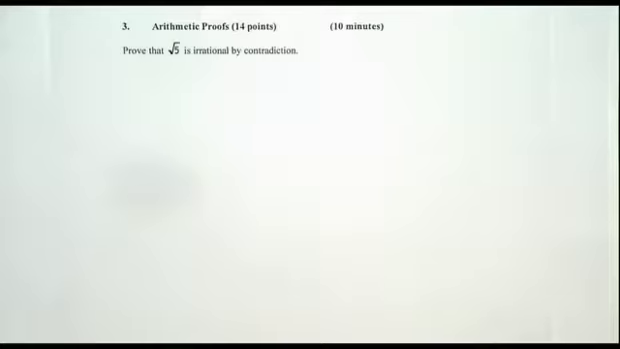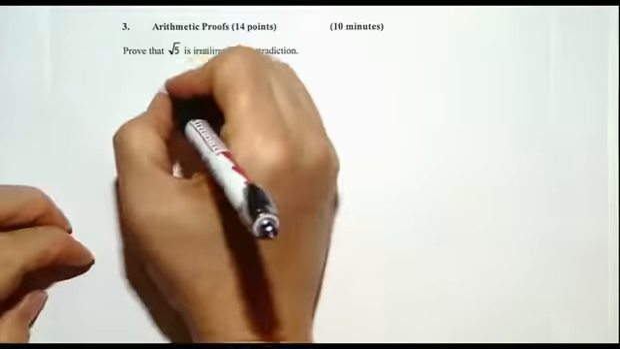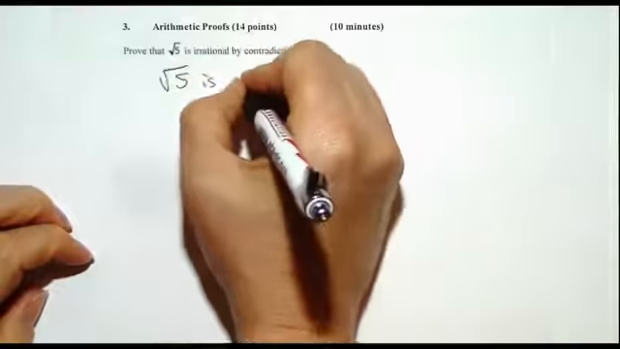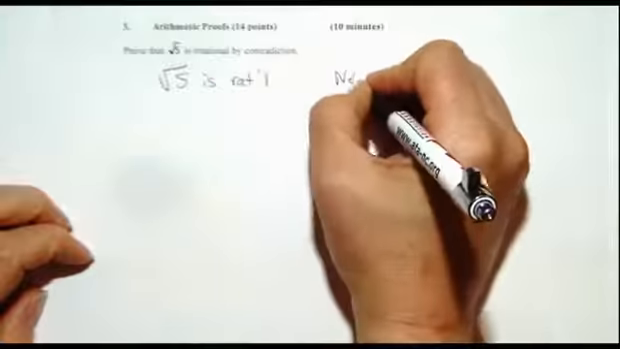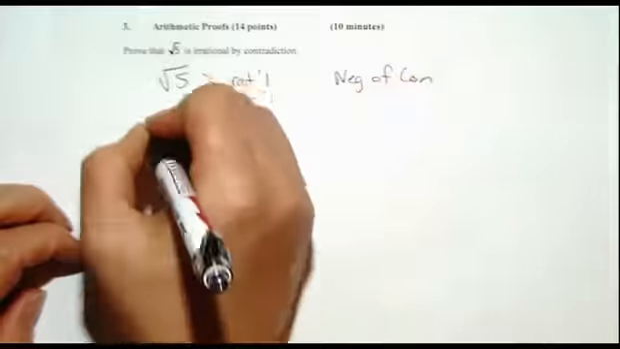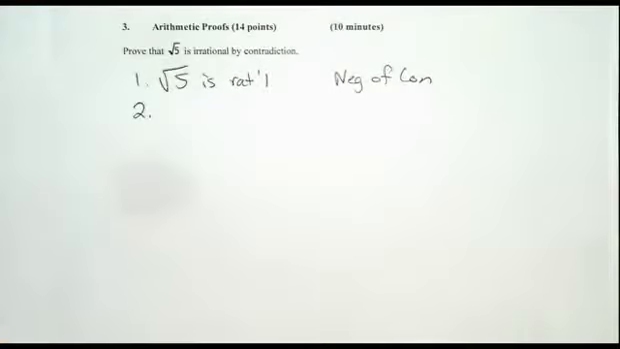All right, next problem. Prove that square root of 5 is irrational by contradiction. So by contradiction means we start with the negation of the conclusion. So the opposite of square root of 5 is irrational is that square root of 5 is rational. And if your question is, can I write my proof like that? The answer is yes. Whatever abbreviations I use, you're allowed to use on your test.